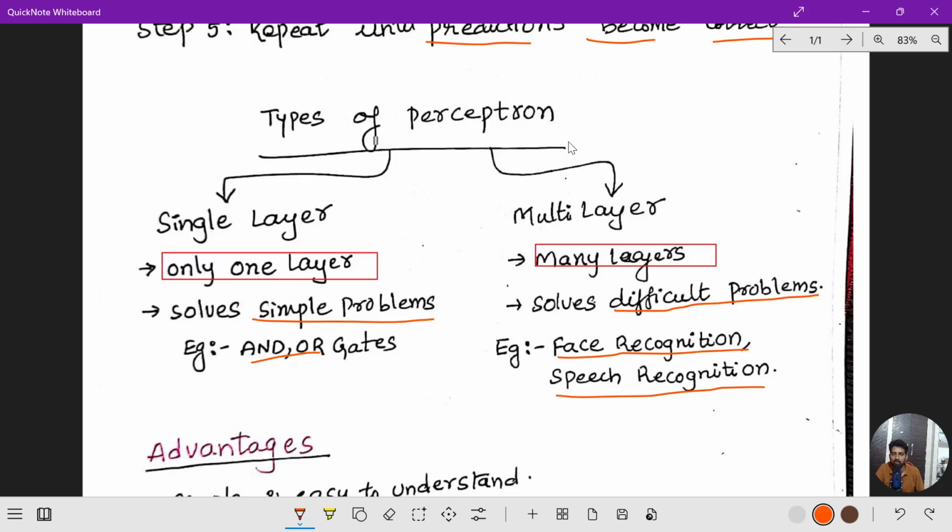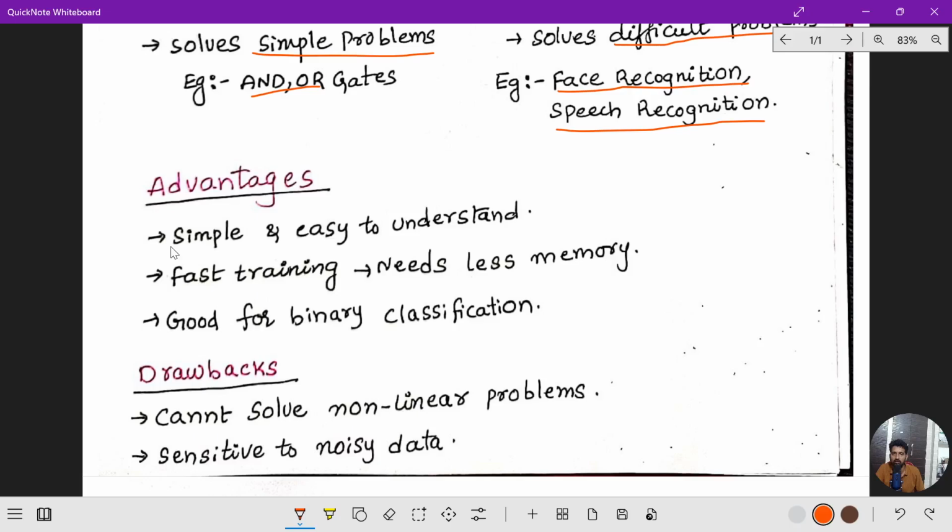So what are the advantages of the perceptron? Perceptron is very simple and easy to understand. Next, it offers fast training. It needs less memory. It is good for binary classification. What are the drawbacks of this perceptron? It cannot solve non-linear problems and it is sensitive to noisy data.